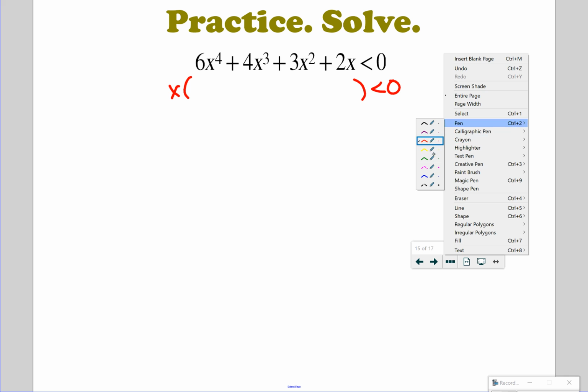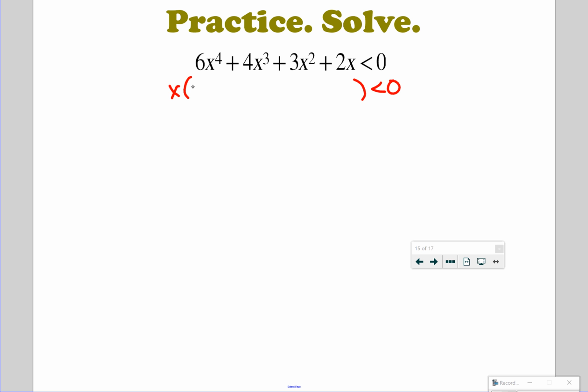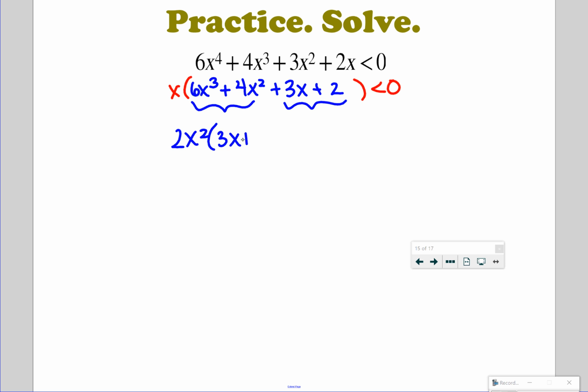All right, so if I factor an x out, that's a 6x to the third, a 4x squared, a 3x, and a 2. I'm going to factor what each pair have in common. I'm just going to leave that x hanging out there for a minute right now. The first two have an x squared in common and a 2. If I take that out, I'll be left with 3x plus 2.